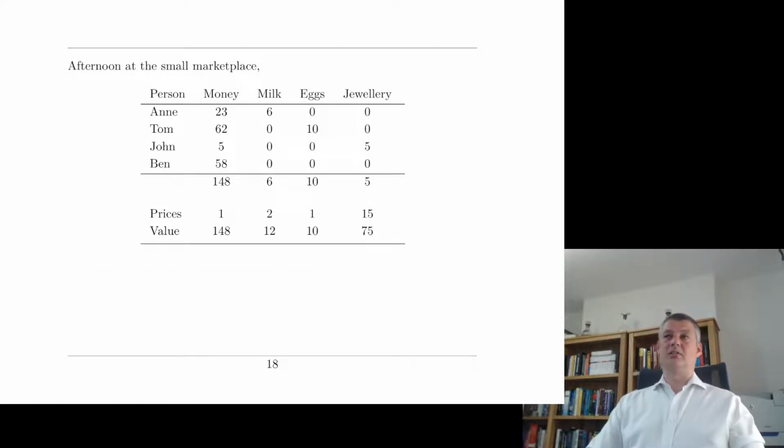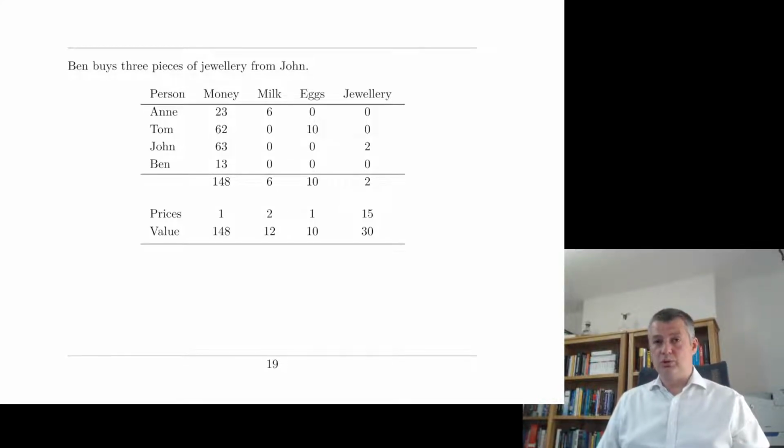So that brings us to the start of the afternoon, where Anne's got her 6 bottles of milk, Tom's got 10 eggs, John's got 5 pieces of jewelry, but Ben has got 58 pounds on him. Now we know Ben likes John's jewelry. He really liked to have some of it, and now he can afford it handily. So instead of offering a lower price to John, Ben goes over and says, I'm going to buy 3 pieces of your jewelry. That brings John down to 2 pieces of jewelry and Ben down to 13 pounds, but John now has 63 pounds in his pocket.